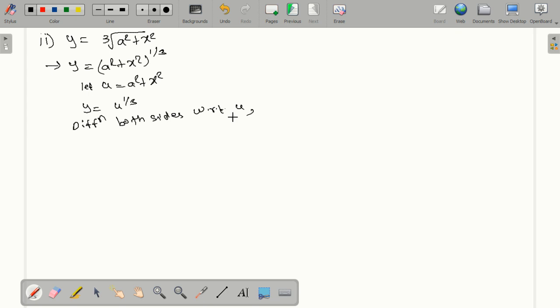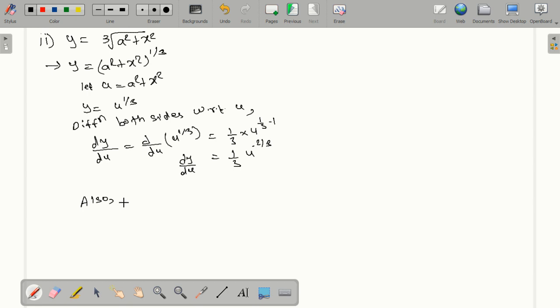u. Then we have dy by du is equals to, remember that this is of the form x raised to n. So I'm going to write d by du of u raised to 1 by 3, and this can be written as 1 over 3 into u raised to 1 by 3 minus 1. And if you solve this, this can be written as 1 over 3 u raised to minus 2 by 3, right? So this is your dy by du.